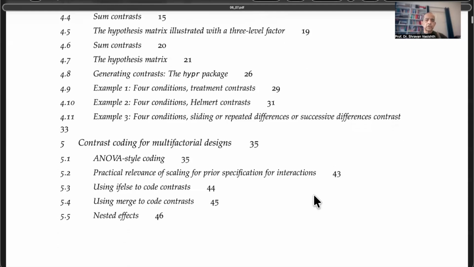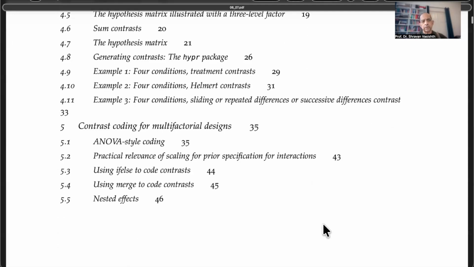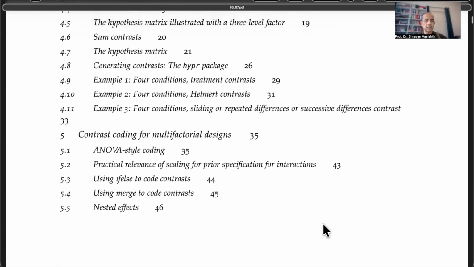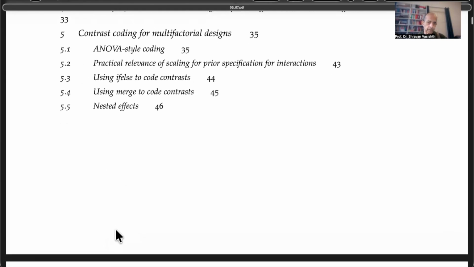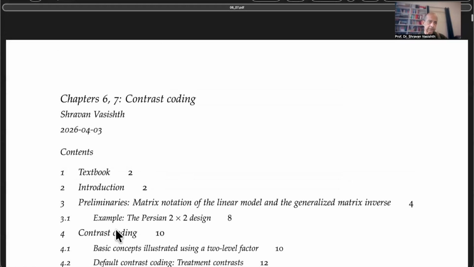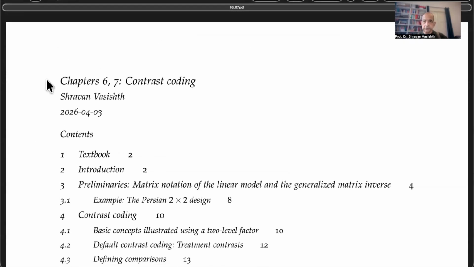And then we'll move on to chapter 7, which is about contrast coding for multifactorial designs, right? So 2 by 2 designs or 2 by 3 designs or whatever, right? And then one important idea there is to look at nested effects inside each factor level of one factor. If there's another factor that's crossed with it, you can check for the effects within each level of the factor, right? And that's pretty much it. That's the entire lecture, okay?